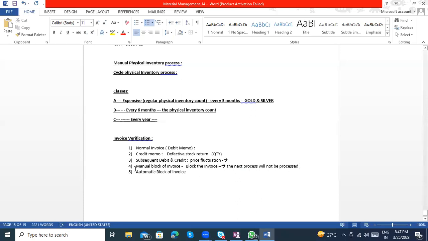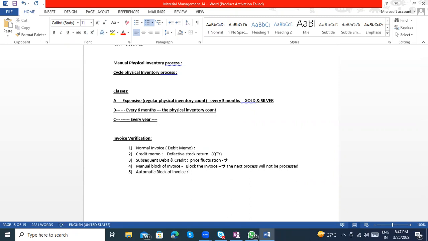Okay. So if intentionally you want to do manual blocking, maybe for some reasons, it depends on the client. If they want to do the manual invoice block, then you can do the manual block while doing the invoice receipt. Clear? Okay. And automatic block invoice.